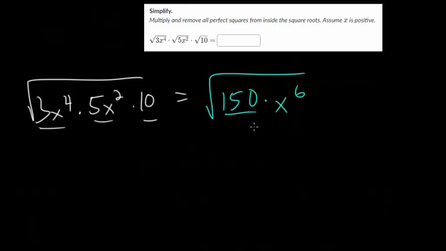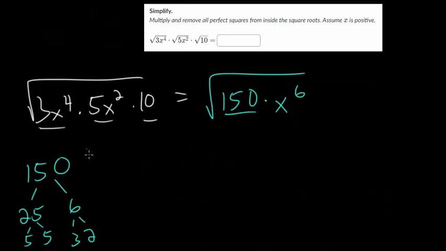So with the numbers, remember, you want to make a tree. So we have this 150, and that's just 25 times 6. And so that is 5 and 5, and this is 3 and 2. So 150 is really 5 squared times 3 times 2. And then x to the 6th, deal with that over here. So root x to the 6th.